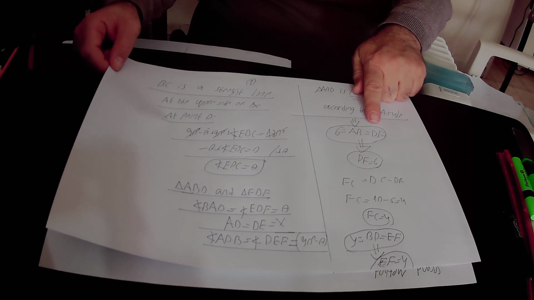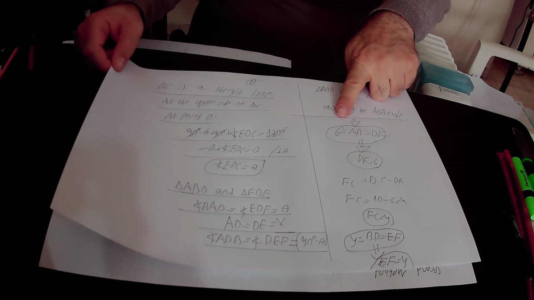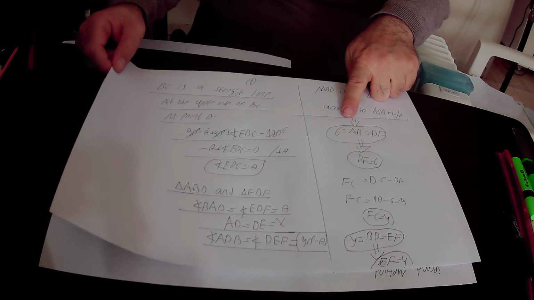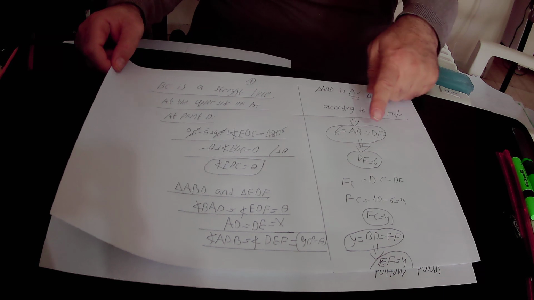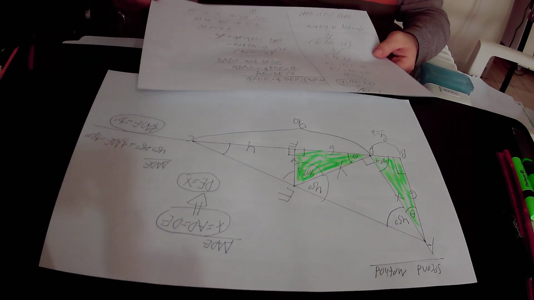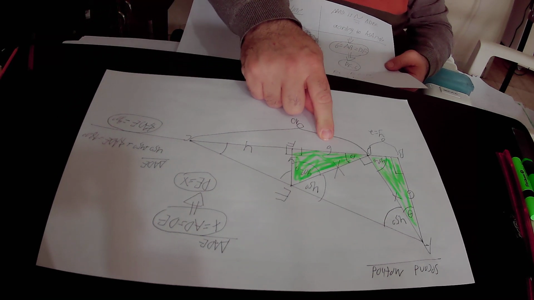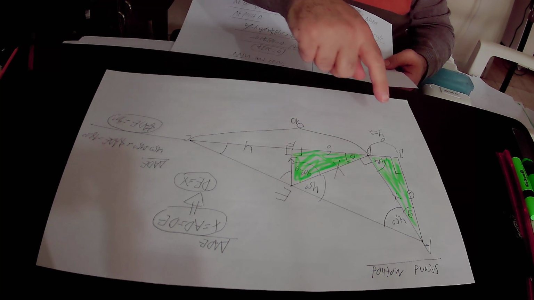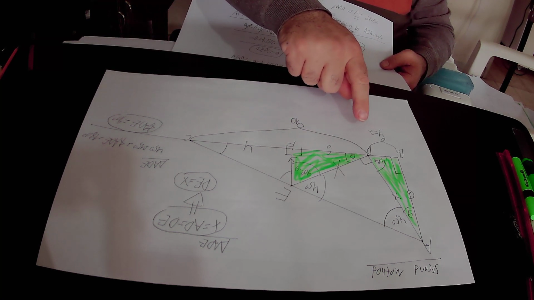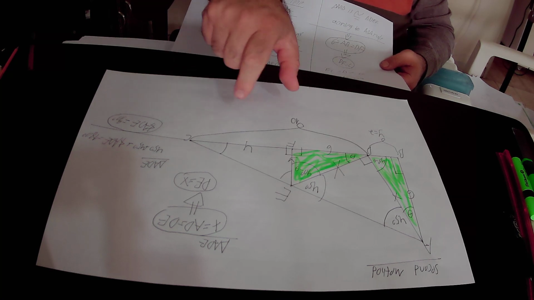AB equals DF, but AB equals 6 according to what is given. So from this equation, 6 equals AB equals DF, we derive that DF is also equal to 6. DF equals 6. So if DF equals 6, what is the value of DC? What is the value of FC?